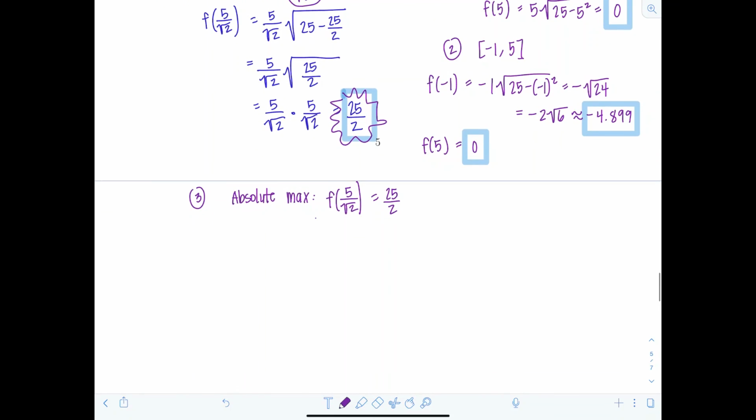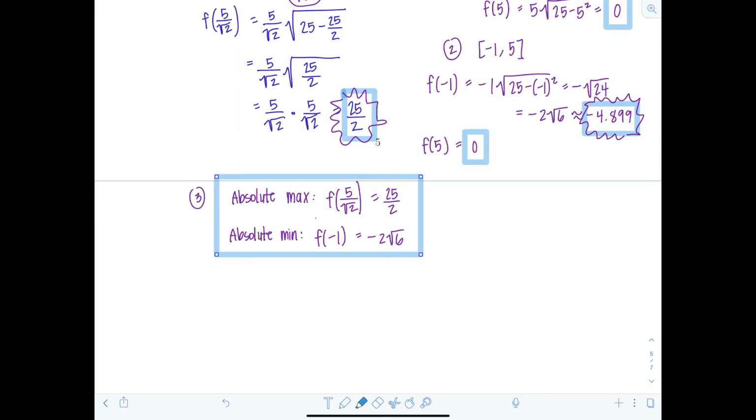Now, what about our absolute min? Do we have one? Yep, it's right here. Now, you don't want to give that decimal approximation. You want to give the exact value. So our absolute min is f of -1, which is -2 rad 6. So that's our final answer. And as a note, it is possible to have more than one absolute max value as long as they're the same y value. So it could occur in more than one place, meaning like if I had another x value that also gave me 25 over 2, those would both be the absolute max.